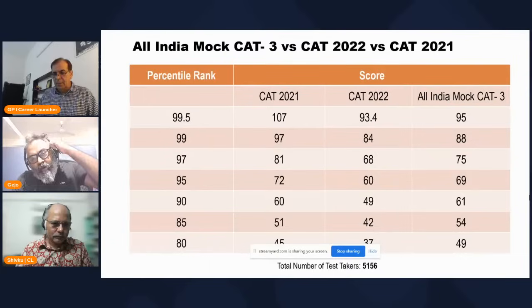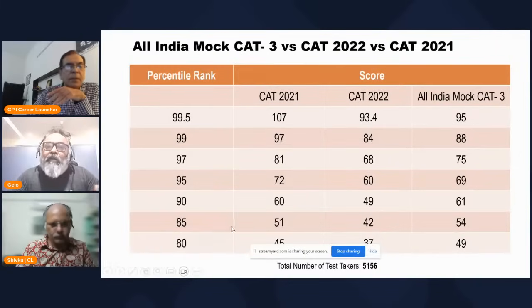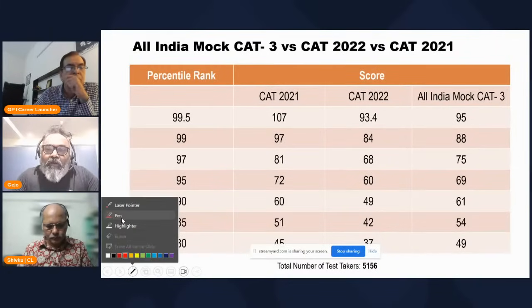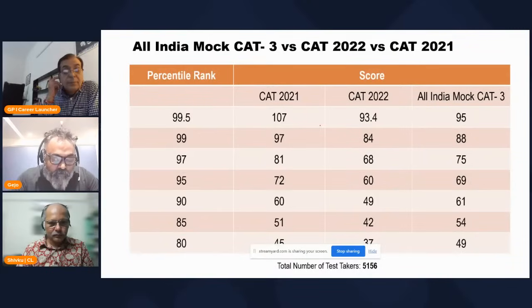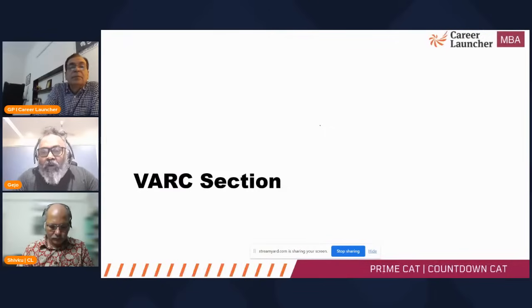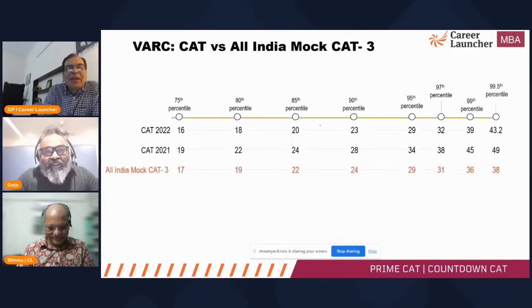So basically, whatever downside happened with respect to VRC from last time got mapped with the QA, and then the score became pretty close to 22. Yeah, VRC was slightly on the difficult side. Everybody's calling me the evil question setter. Okay, so let's see, Jijo, I'll just go to the VRC slide.